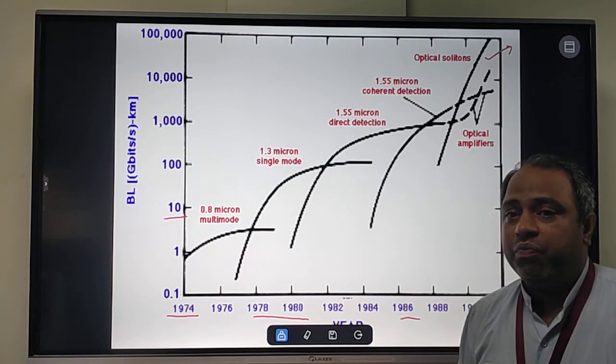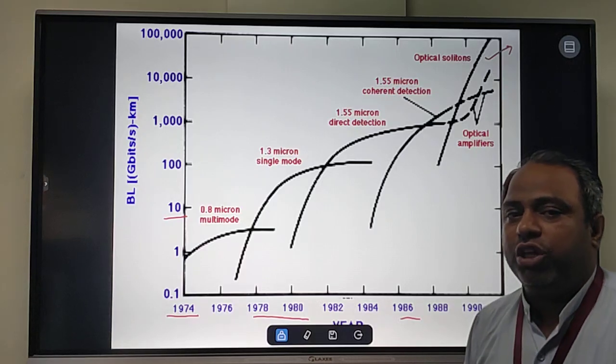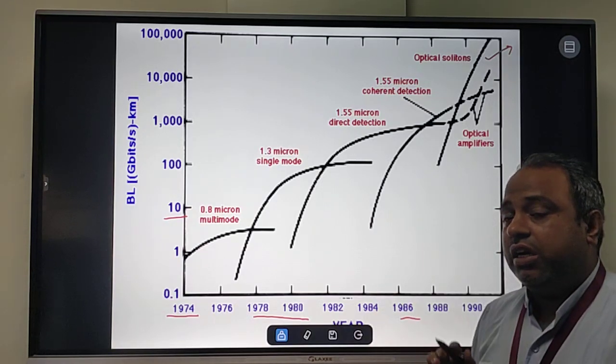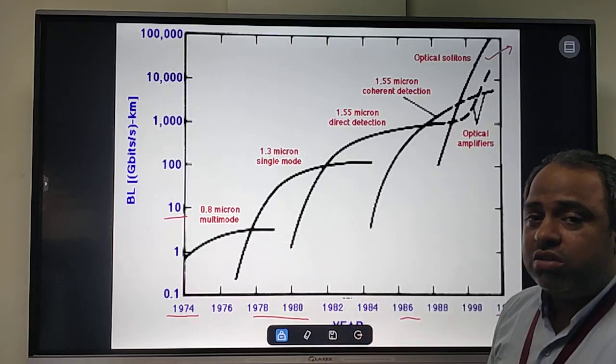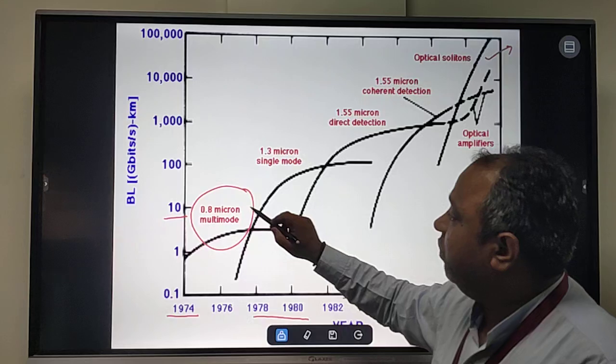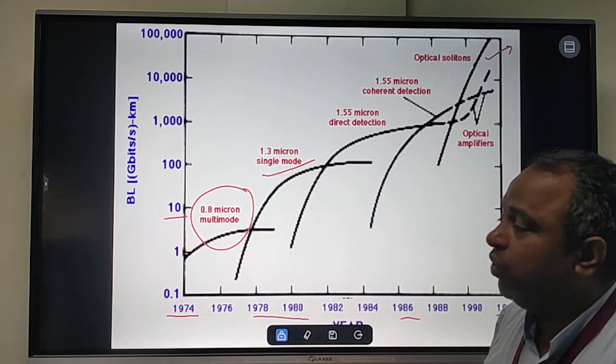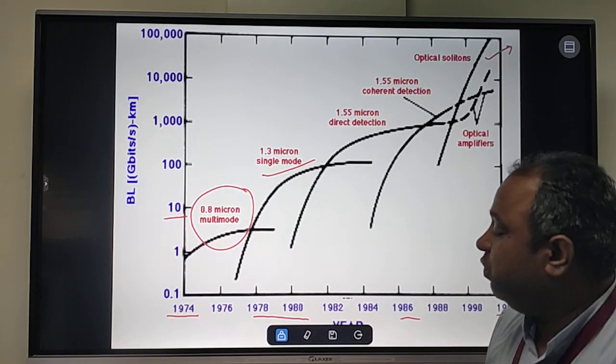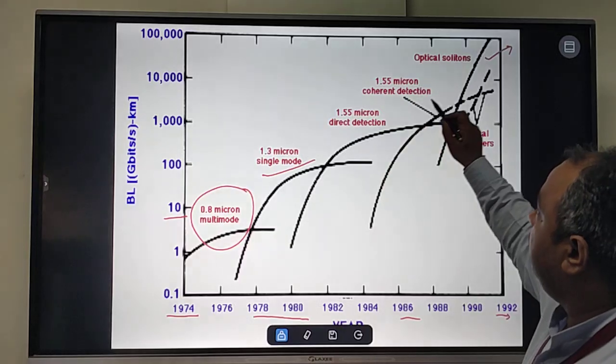This is the basic fundamental of optical communication, to transfer data at that time with the help of multimode, which means many signals transfer at a time. But with single mode, it is only 1.3 in the advancement of 1978 and 1980. That is to be increased day by day.